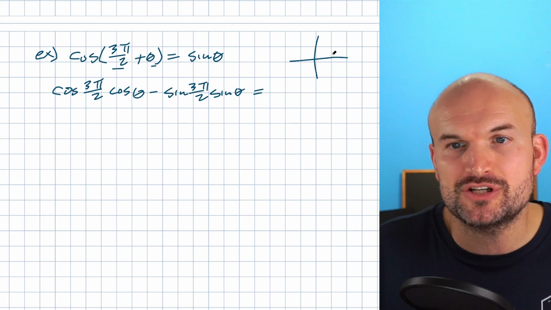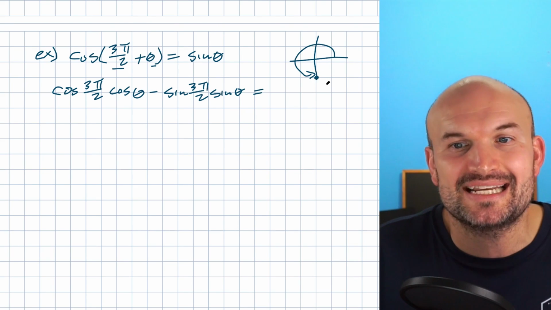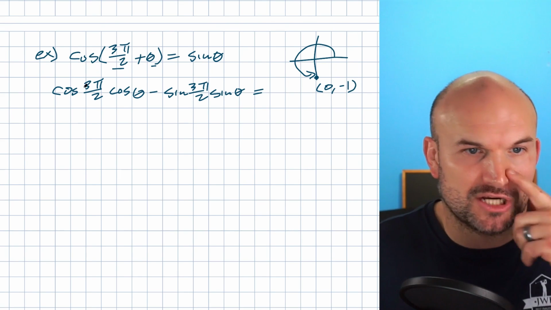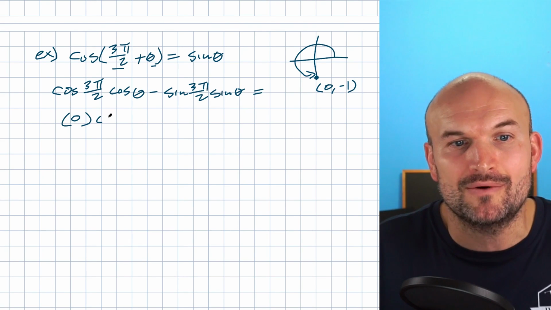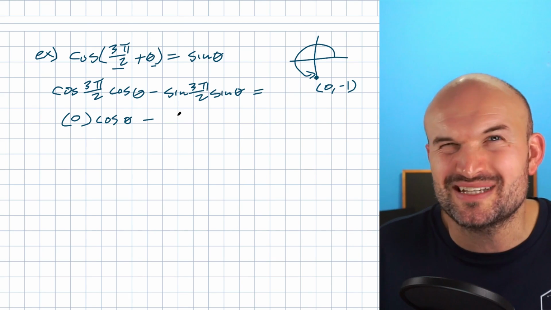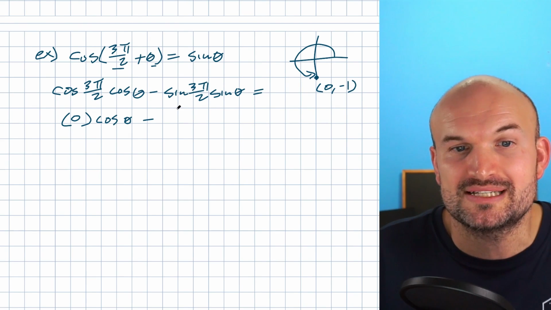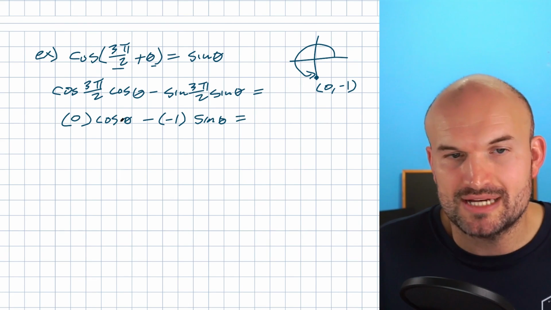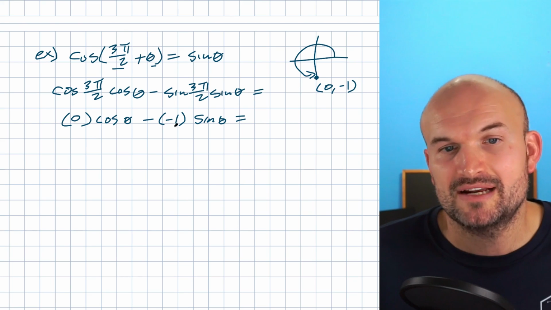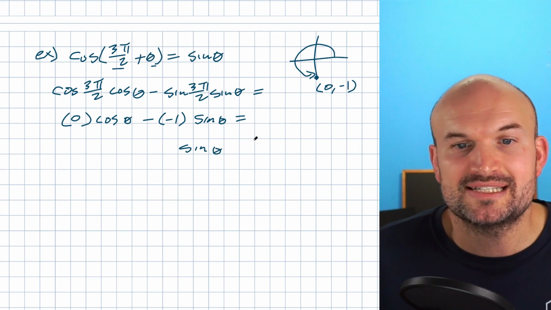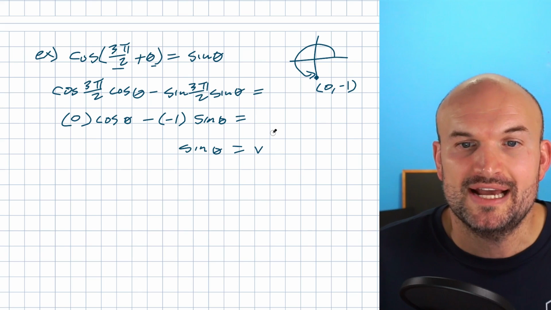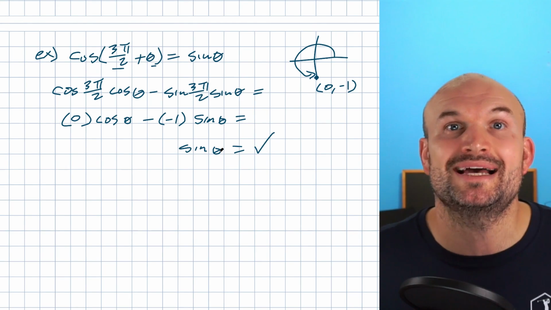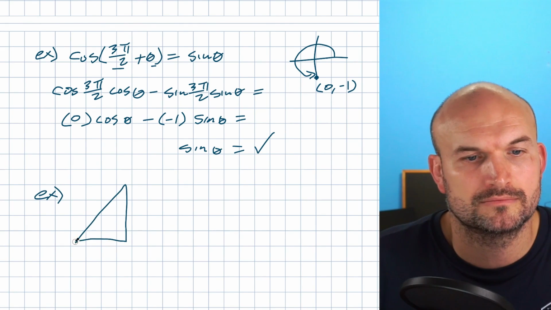So remember, 3 pi over 2 here is going to be all the way down there. And that gives us a coordinate point here of (0, negative 1). That's very important because the cosine of 3 pi over 2 is going to be 0. Now, again, you could write this out, but I'm just going to do this each and every one. So therefore, this is going to be 0 minus a negative 1 times sine of theta. Well, 0 times cosine is just going to be 0. Negative times a negative is just going to be positive. So therefore, you can see sine of theta is now equal to sine of theta on the right-hand side. So whenever you see that sum or difference of two angles, you know you can apply the sum and difference formulas.